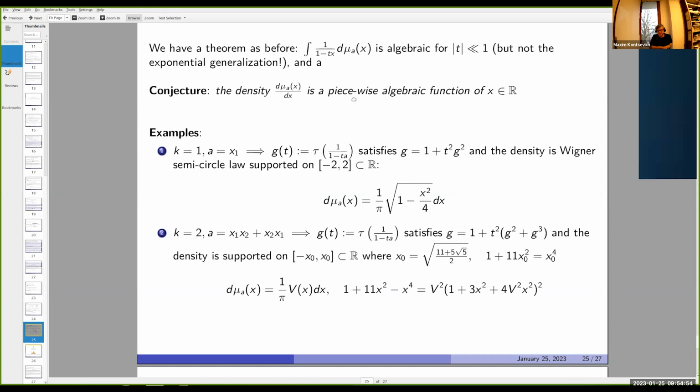And the density is the Wigner semicircle law, supported on the interval from minus 2 to 2, and given by this algebraic density, 1 over pi multiplied by this algebraic function. And the graph is a half circle, so it's called the semicircle law.